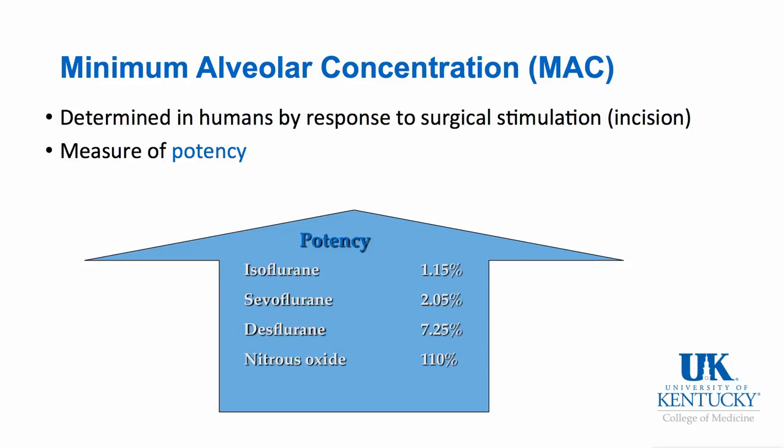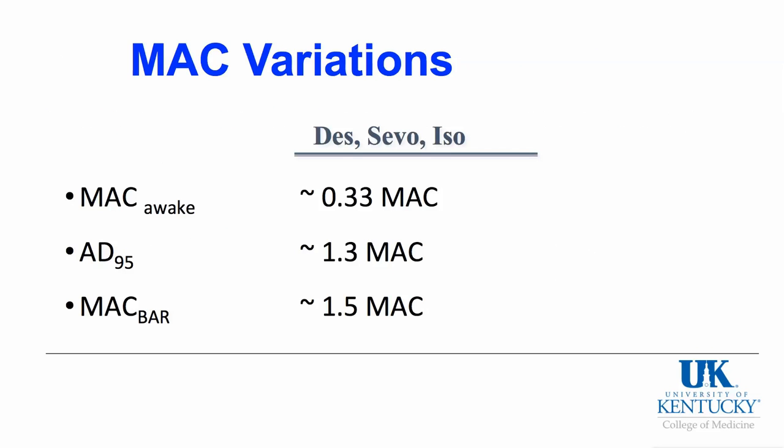That's what keeps 50% of patients from moving to incision, but there are variations in MAC. One is MAC awake, or the alveolar concentration at which 50% of patients will awaken to calling out their name. And with desflurane, sevoflurane, and isoflurane, this is approximately 1/3 of a MAC. This is assuming that there are no other anesthetics on board. Obviously, the patient's not paralyzed, no opioids, no benzodiazepines. At approximately 1/3 MAC, the patient will respond to command.